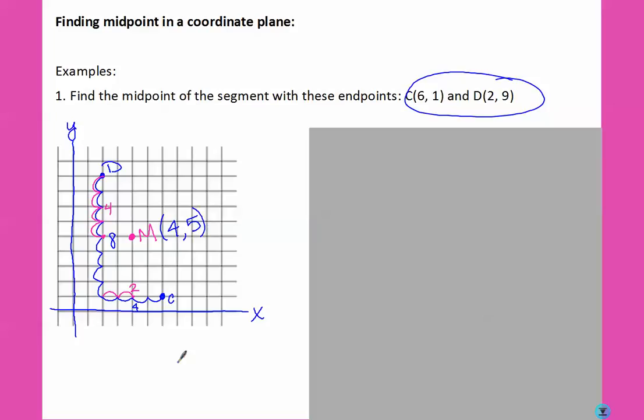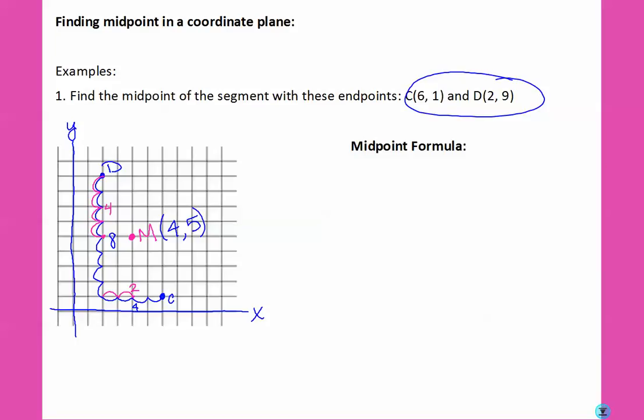Now, we were given coordinates that are fairly close together and don't take up a lot of room on our graph paper. But what if they were? What if we were given bigger numbers? A shortcut would be the midpoint formula. The midpoint formula deals with the averages of x and y.